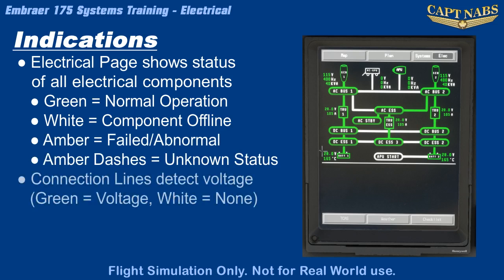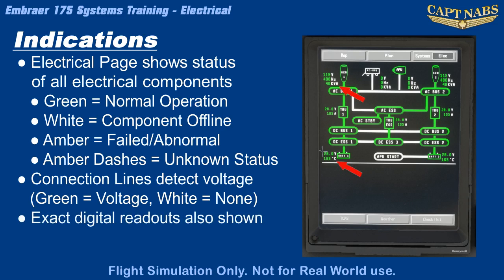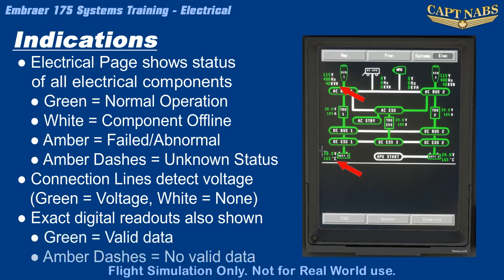Even the lines connecting the various buses will turn green when voltage is detected in the corresponding connection, or white if no voltage is detected. All of the major components, aside from the buses themselves, also have digital readouts on the page indicating important parameters such as voltage and amperage, AC component frequency, and battery temperature. As with the components themselves, green indicates valid values, while a pair of amber dashes instead of a number indicates that no valid data has been received.